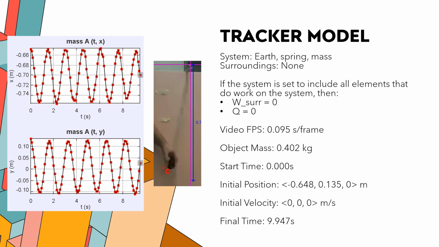As you see to the left, there is the graph of where the center of mass of the object is in the x and y direction, and to the right of that graph we have a picture of the starting point of where the mass is.